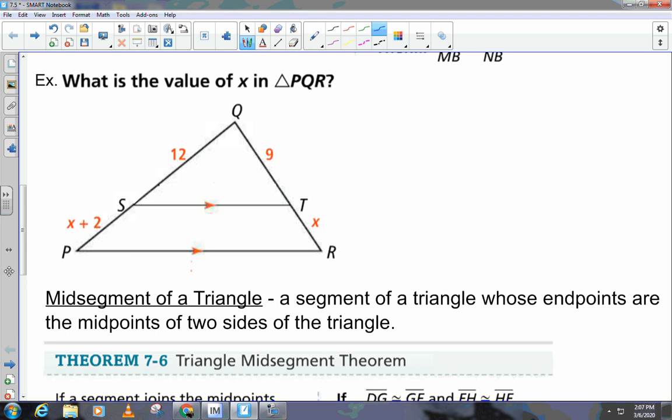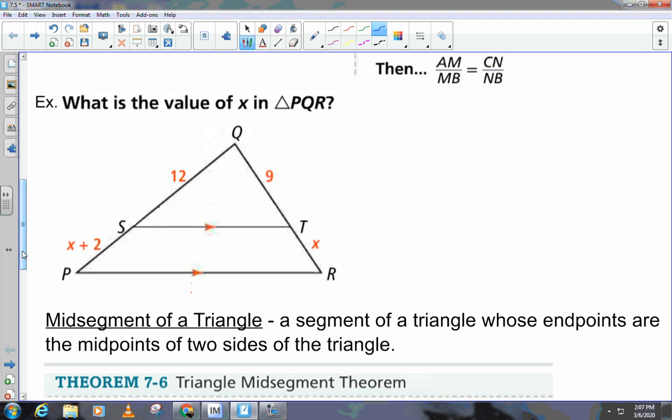What is the value of x in triangle PQR? So we look at the triangle and evaluate it. We see that we've got this parallel to that, which tells us that these sides are proportional to each other. So when I go to set it up, what am I going to do? 12 over x plus 2 equals 9 over x. Good. And then we just have a proportion that we have to solve.